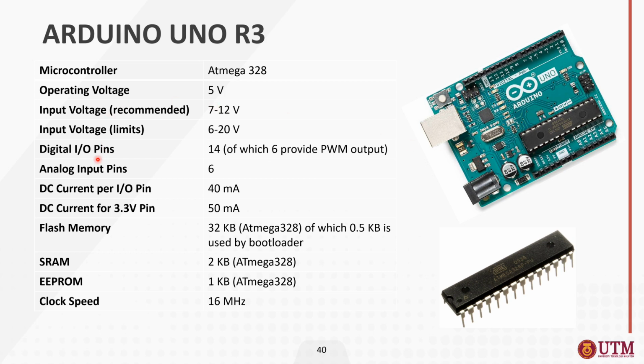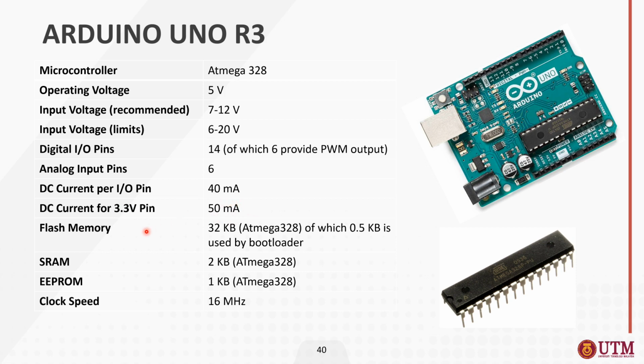For Arduino Uno, it has a total of 14 digital pins, of which 6 provide PWM output. How do you know which are PWM outputs? You can just see the small curvy line here. This curvy line indicates the PWM pin. For analog input pins, it has a total of 6 here, A0 until A5. DC current per I/O pin is 40 milliamps. DC current for the 3.3 volt pin is 50 milliamps.